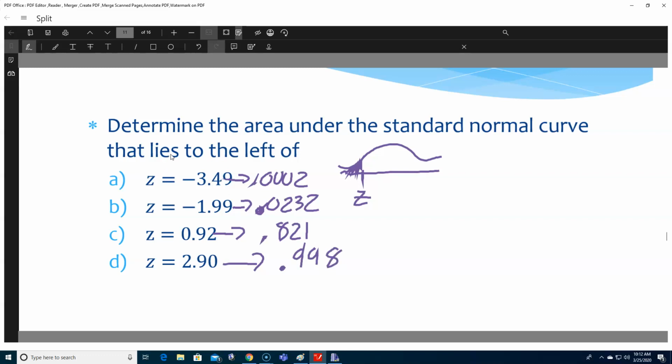Now, we just determined the area underneath the standard normal curve, or the probability, right? This means probability as well. Area and probability are the same thing with the standard normal curve.